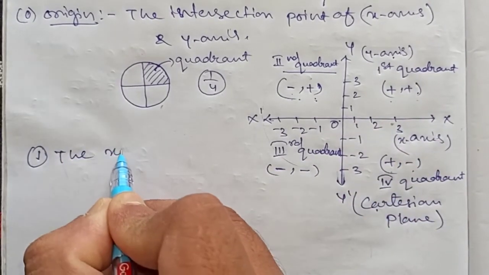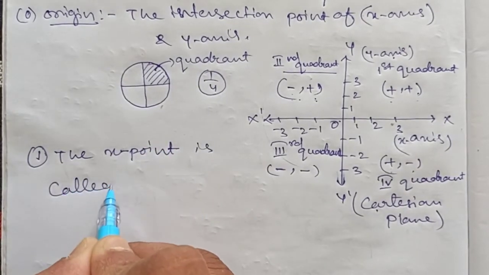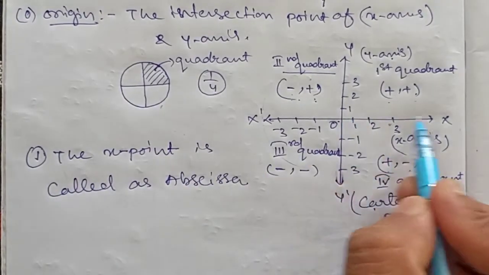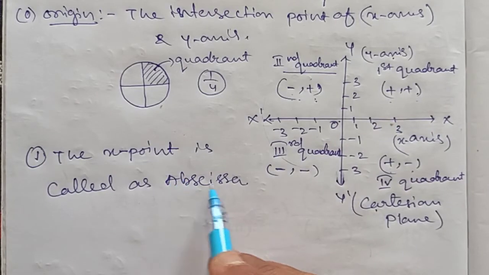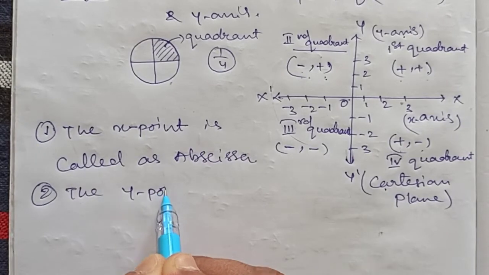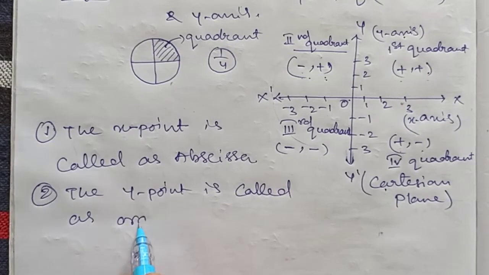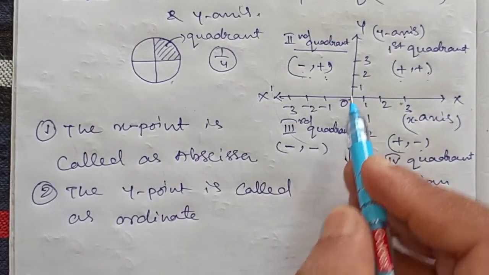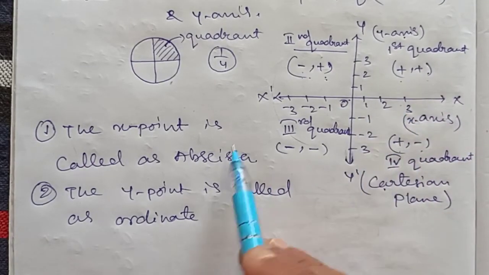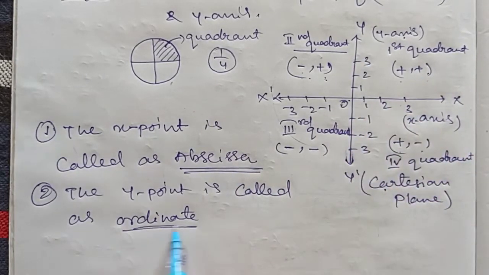The x point is called the abscissa. The name of the x points, the x coordinates, is abscissa. The y point is called the ordinate. The points of y are called the ordinate. The name of the x points is abscissa, and the name of the y points is ordinate.